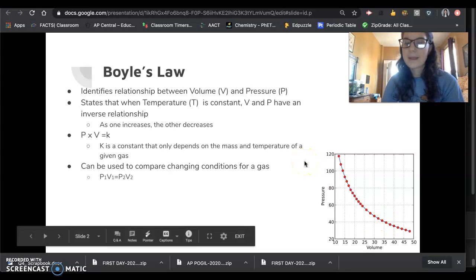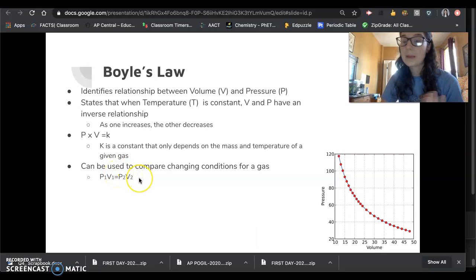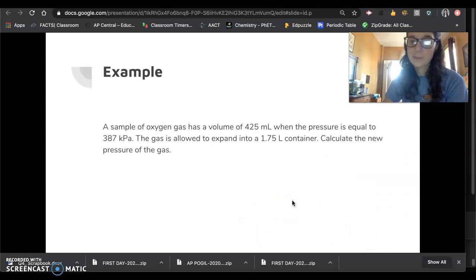We can also compare changing conditions for a given gas sample by saying P1V1, so initial pressure, initial volume, is equal to P2V2, the ending pressure and ending volume. If we have one unknown for the ending pressure or volume, we can mathematically solve for what that should be based on Boyle's law.